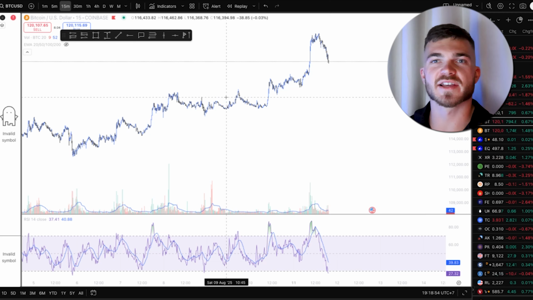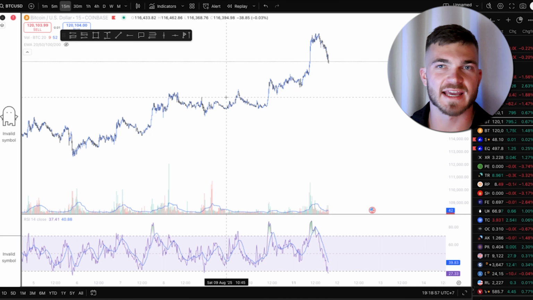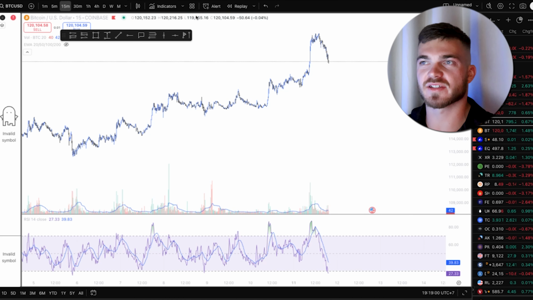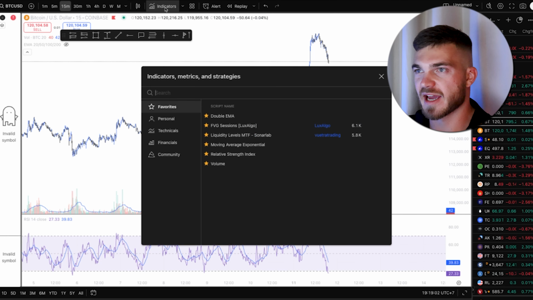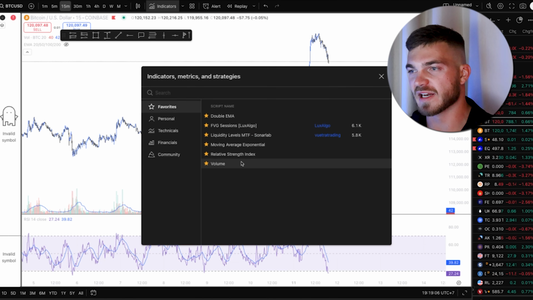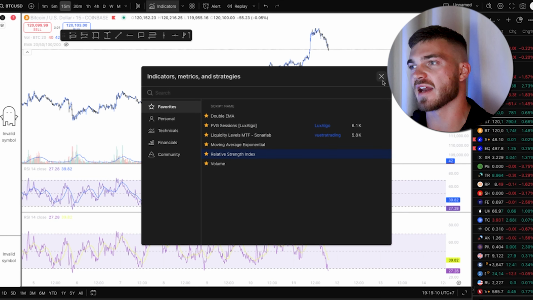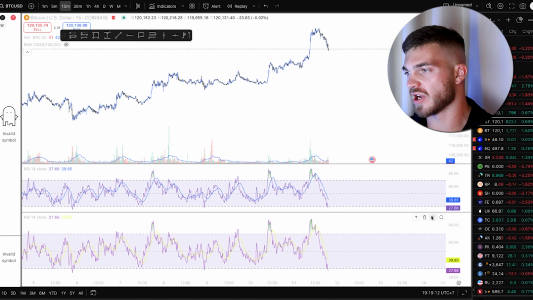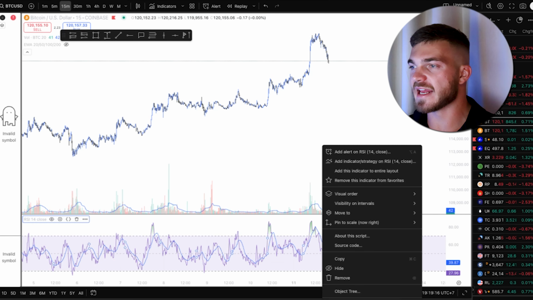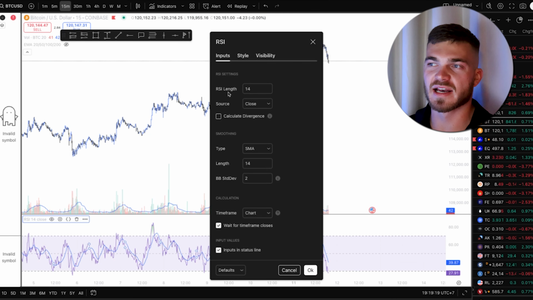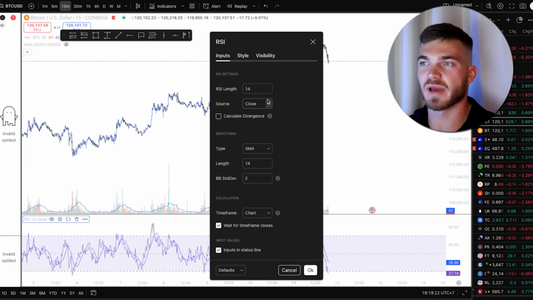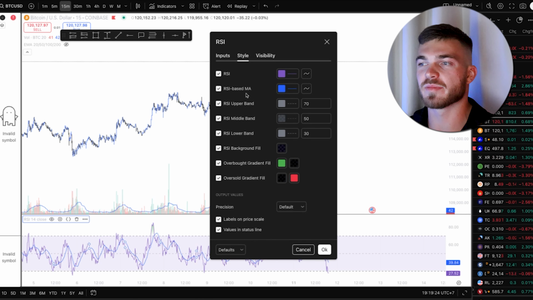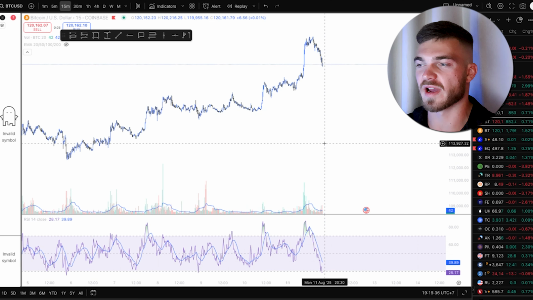Right, so first things first, we need to make sure we've got the right indicators on the screen. So if you head to the indicators at the top of the screen here in the middle, and you want to search for relative strength index, this one here, then once you click it, we'll add it to the bottom of your chart. As you can see, it's just duplicated it for me. In here, you want to make sure that the RSI length is set to 14, and make sure that you've got it turned on so that you're able to see where the moving average is here. So RSI moving average, mine is blue, and I've got it turned on. You need to make sure that that is already set.